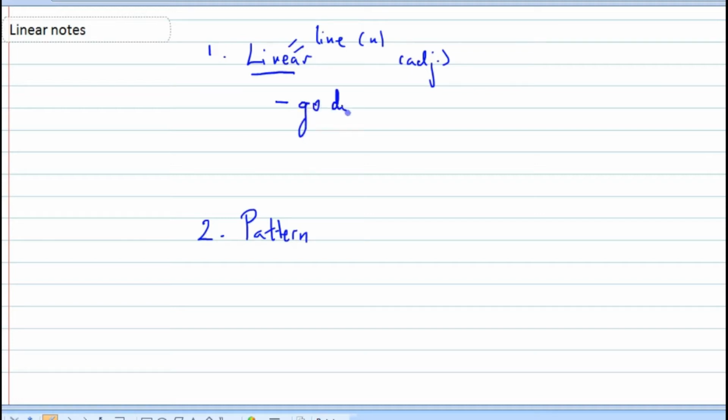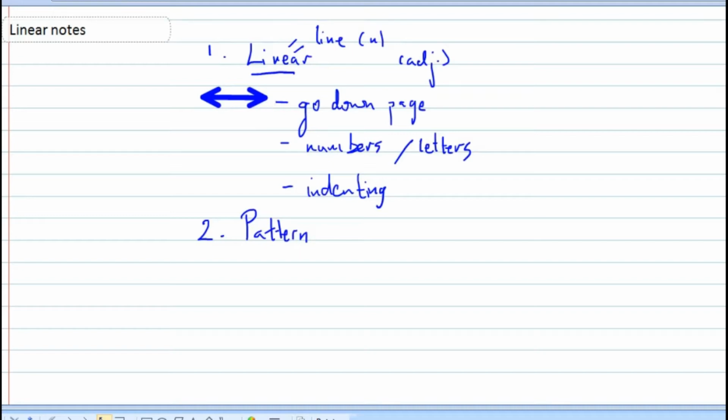Another feature which you can already see from these notes is the use of numbers and letters. So 1 for linear, 2 for pattern. And a third important feature of linear notes is indenting. What's indenting? Well, let me show you. You can see here that there's a space on the left side before go down, numbers and indenting. And the space is the same for all three, which indicates that all three are on the same level because all three are features of linear notes.